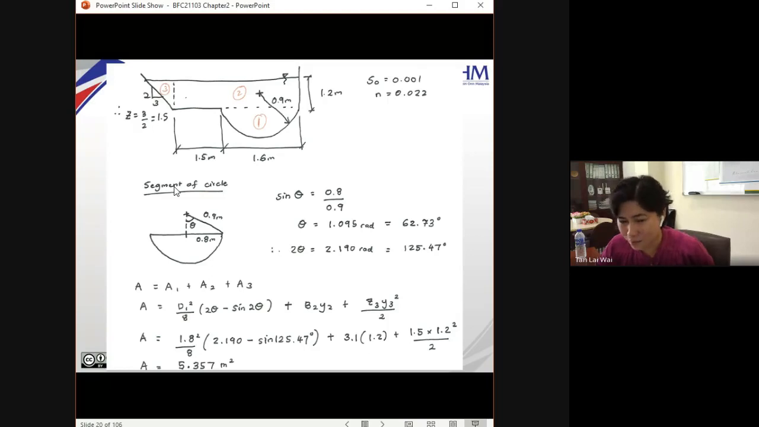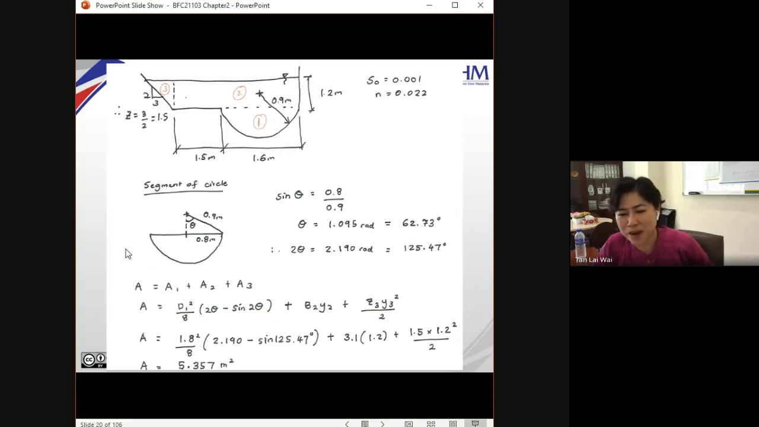Can I get theta? Yes, because I know which function relates my 0.8 and 0.9: my sine function, given as sine theta equals 0.8 over 0.9. Therefore, theta would be 1.095 radian or 62.73 degree. You are going to need your theta in degree as well, to substitute. If you want to find the flow area, you need to know the value of 2 theta, therefore you just times 2, for the radian value and also the degree value. Substitute the known value, of course, and you are going to get the answer.